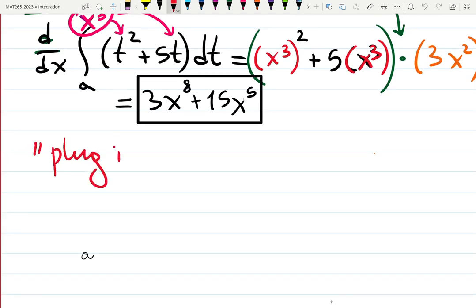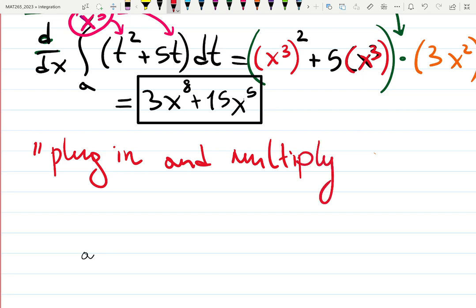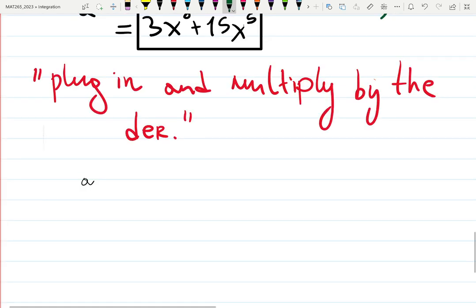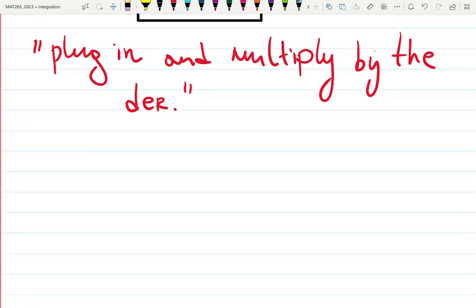Plug in the function, so the whole thing, and multiply by the derivative. And the last case, and I'll show you more examples right now. The last case is not really something new. I will ask you right now, what do you think we should do? And you can get it. It's a very cool idea.